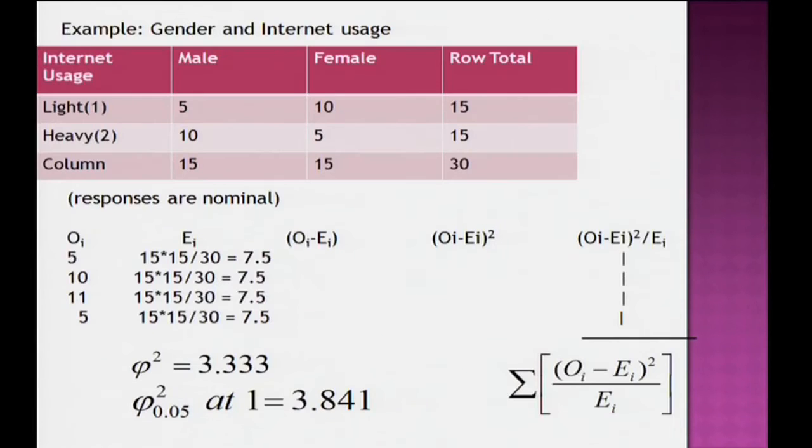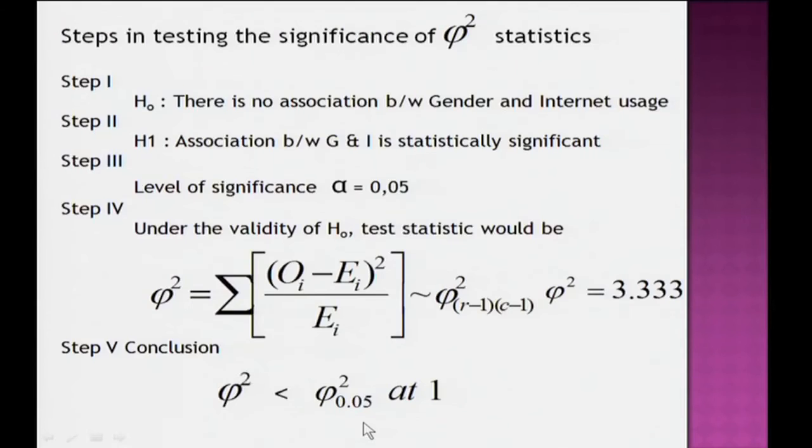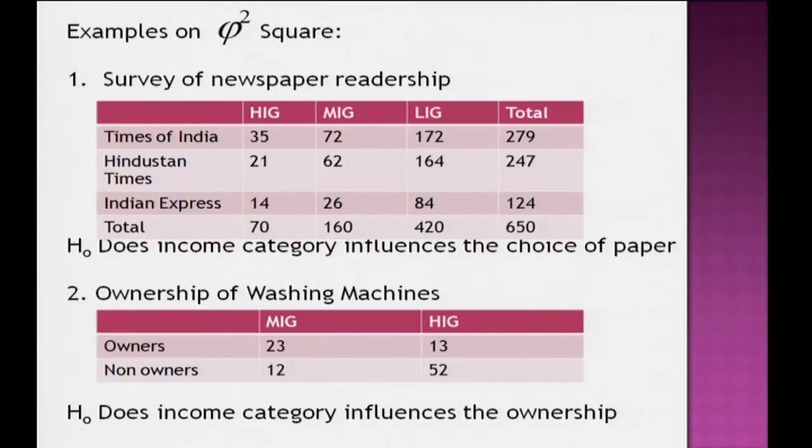So, again use this table. 4 observed values, then expected values, make this column O minus EI, (O minus EI) whole square, (O minus EI) whole square by EI, then summation here, that is your calculated, compare with the table. In this case also, because there are 2 rows, 2 columns, tabulated value would be 3.841. Compare that, see which is larger, which is smaller, and accordingly you can decide. Some more questions here.